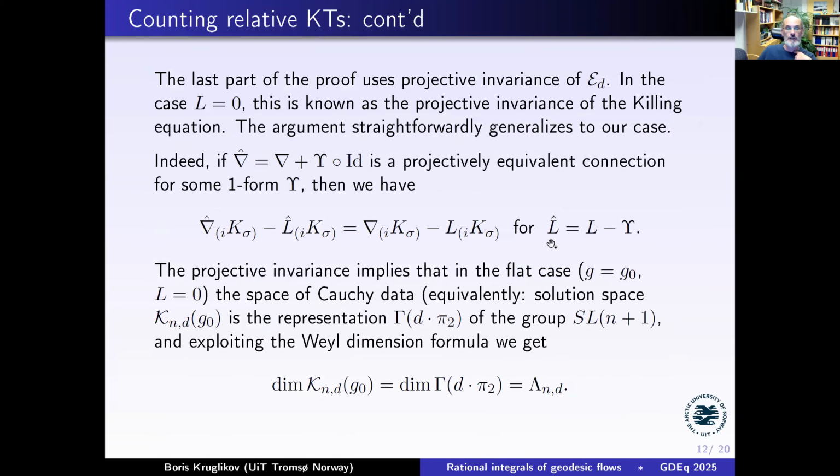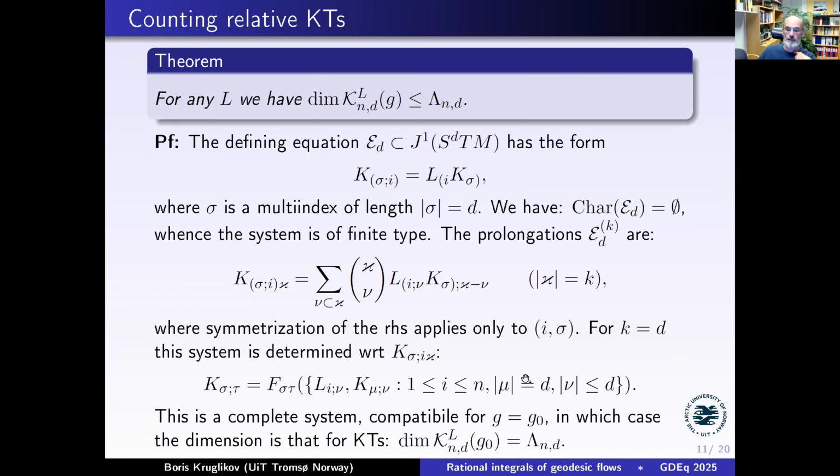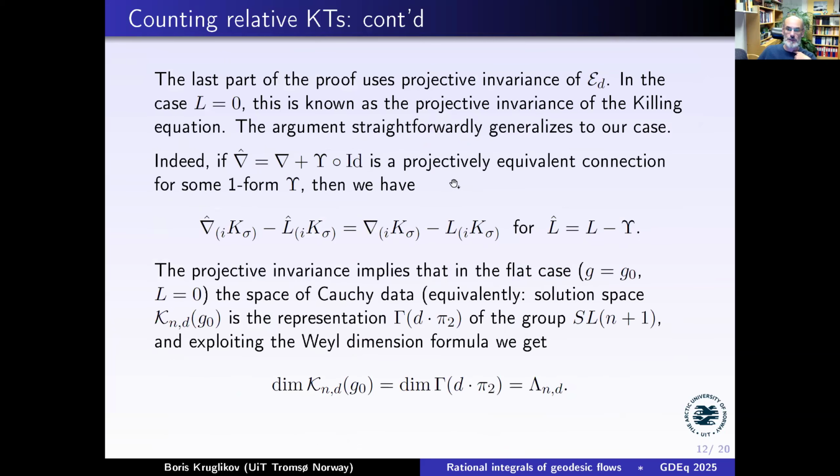A remark: the last thing, when I compute the dimension in this proof, this last computation here, actually uses the projective invariance of the equation. So when we just talk about Killing tensors, in case L equal to 0, that's known as the projective invariance of the Killing equation. And the argument is straightforwardly generalized to our more general case. So here's the argument. Let's change the connection. Okay, so we have a connection, the Levi-Civita connection, right? Because we start with it, but actually we can forget about it.